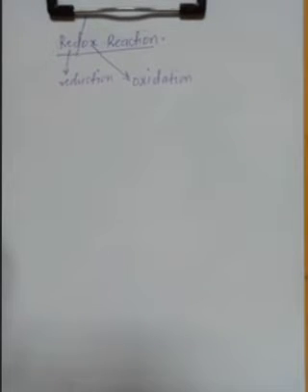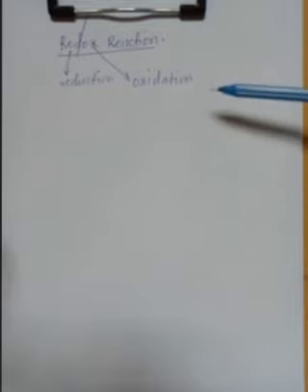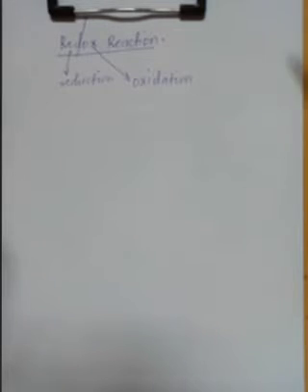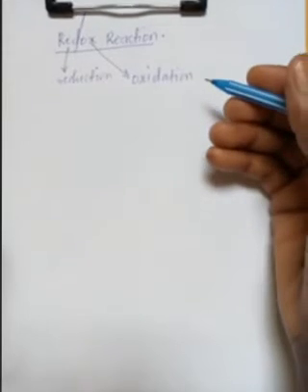So the definition in short: a redox reaction is a reaction which involves oxidation and reduction reactions taking place simultaneously, at the same time. Under redox reactions, the things you have to understand most are, one, how to find oxidation numbers, and two, how to balance in acidic and basic media. That's what we're going to focus on today.